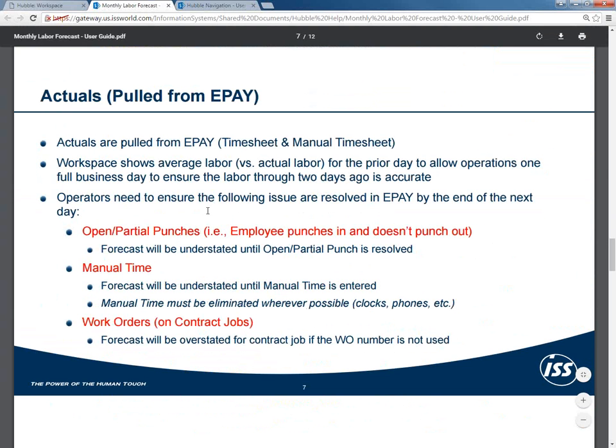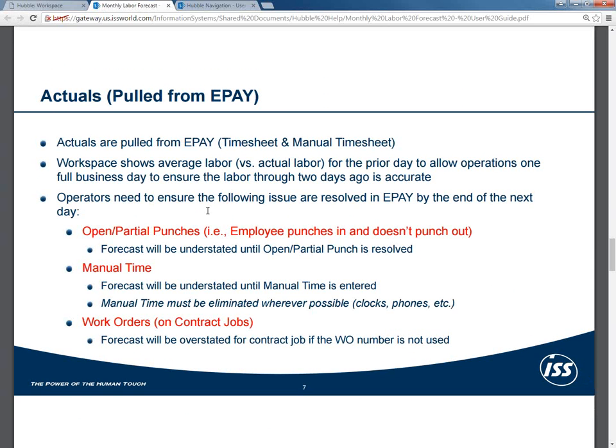So let's talk about actuals real quick in more detail. The actuals are pulled from the ePay manual timesheet or regular timesheet. The workspace will show you average labor for the prior day to allow operations one full business day to ensure the labor through the 2 days is actually accurate.